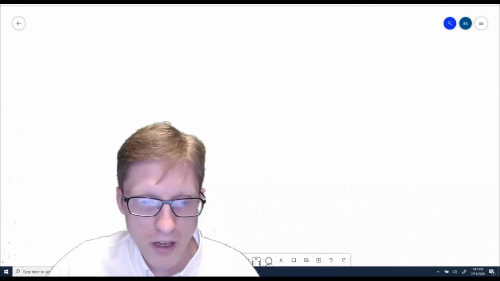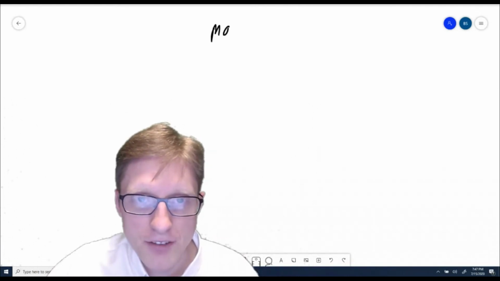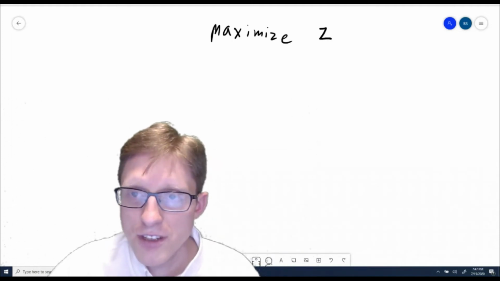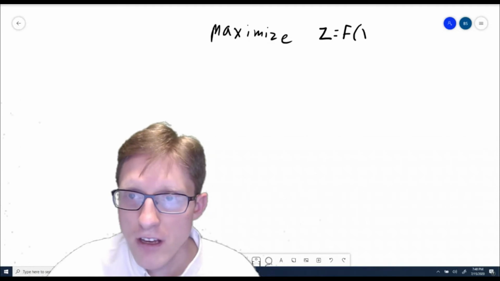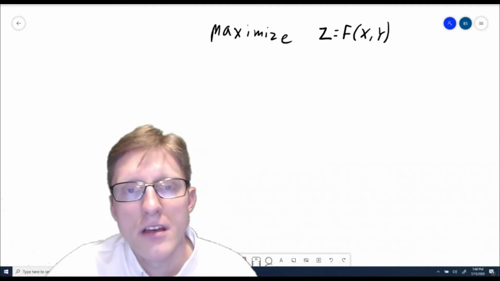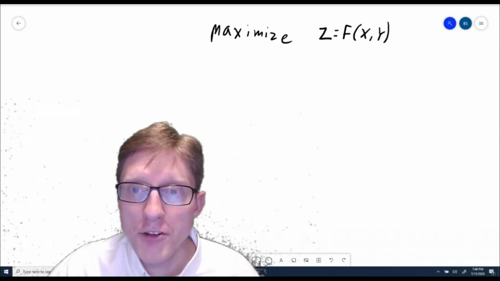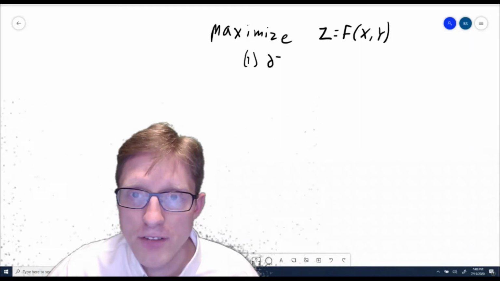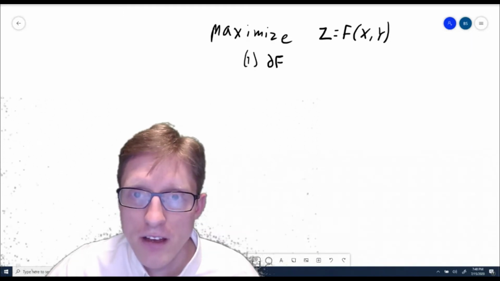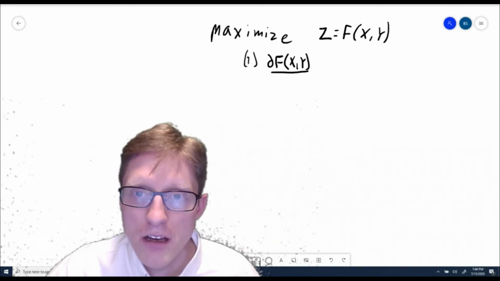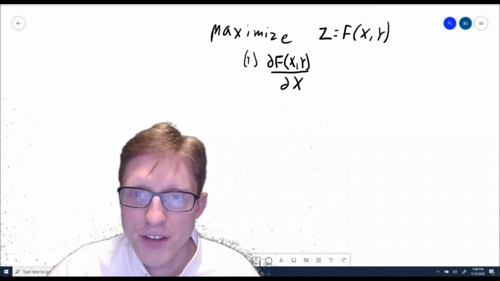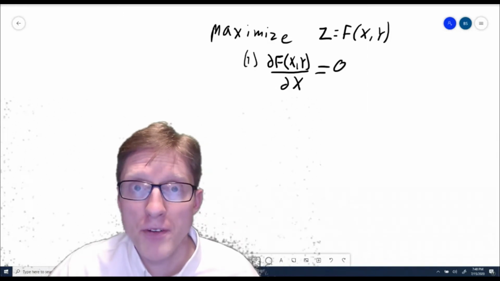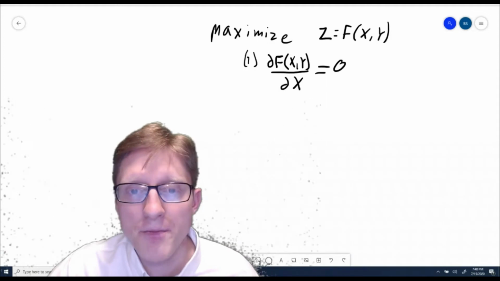Let's say you're trying to maximize z, which is some function of x and y. To do that, you're going to take two partial derivatives. The first equation is that the partial derivative of this function of x and y with respect to x is equal to 0. So you take the partial derivative with respect to x, whatever that equation is, and set it equal to 0.